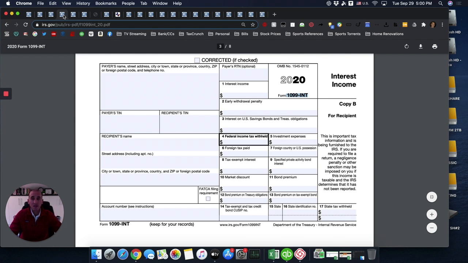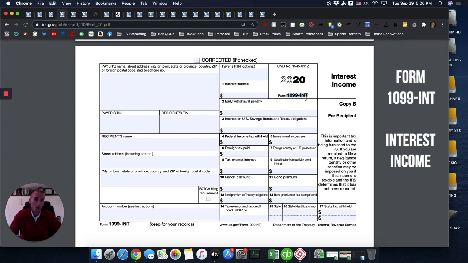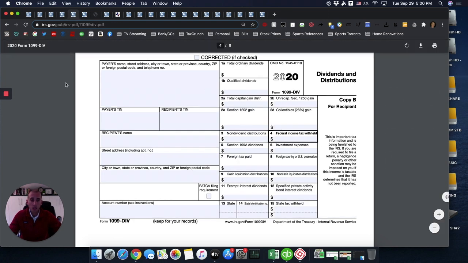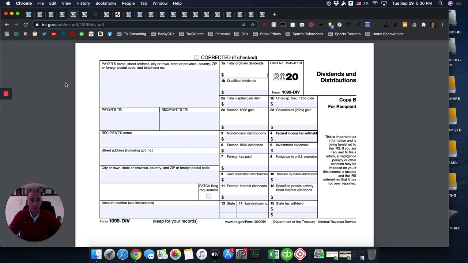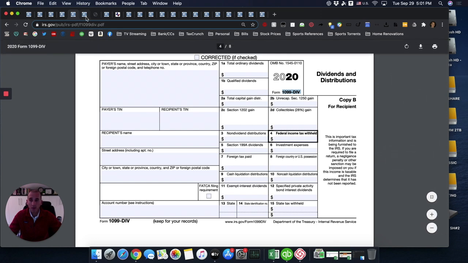Next is if you received any interest income. It's going to be shown on the 1099-INT form. If your interest income was below $10, there is a chance that you may not receive this form, as you technically don't have to report that income in the first place. But look for this form if you did have interest income. If you had dividend income, it would be a similar form, the 1099-DIV. It's going to show your ordinary dividends, your qualified dividends, any federal income tax withheld. So look for this form if you have any dividends.